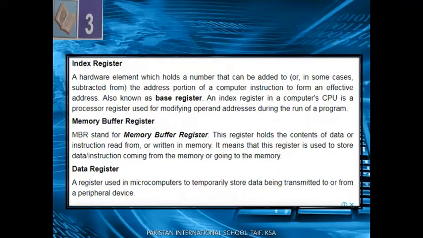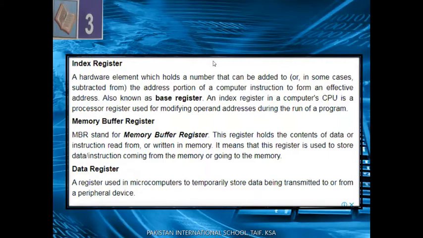Dear students, then we have the index register. Index register, IR, is a hardware element which holds a number that can be added to, or in some cases subtracted from, the address portion of a computer instruction to form an effective address, also known as base register. An index register in a computer CPU is a processor register used for modifying operand addresses during the run of a program. Instruction registers, sometimes also called IR, hold program instructions that are fetched from the memory.